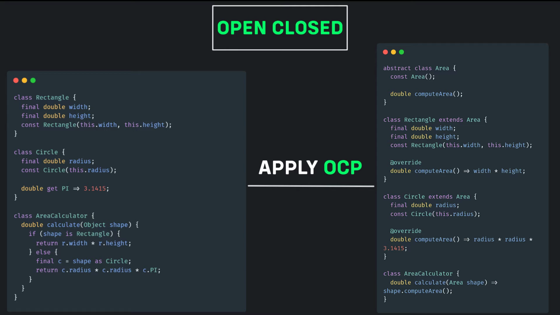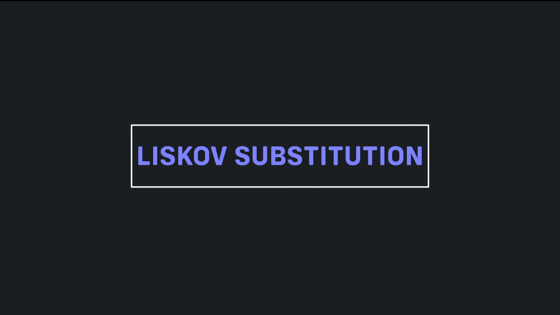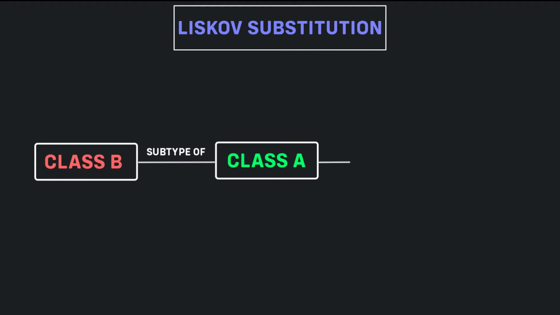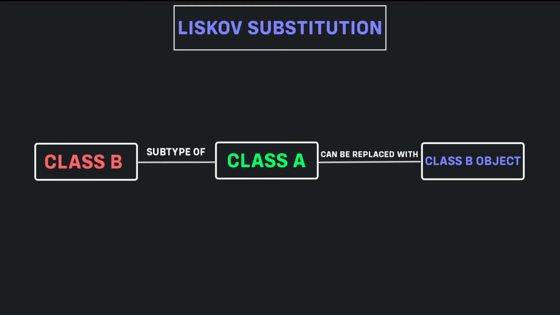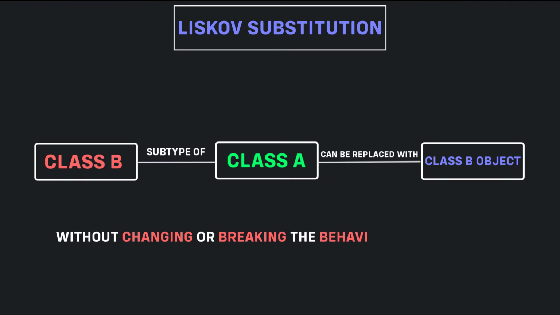For example, if we added class triangle extends area, we wouldn't need to update the area calculator because the overridden method is inherited. The L in S.O.L.I.D is for Liskov substitution principle, which states that subclasses should be substitutable for the classes from which they were derived. For example, if class B is a subtype of class A, then class A can be replaced with objects of type class B without changing or breaking the behavior of the program.